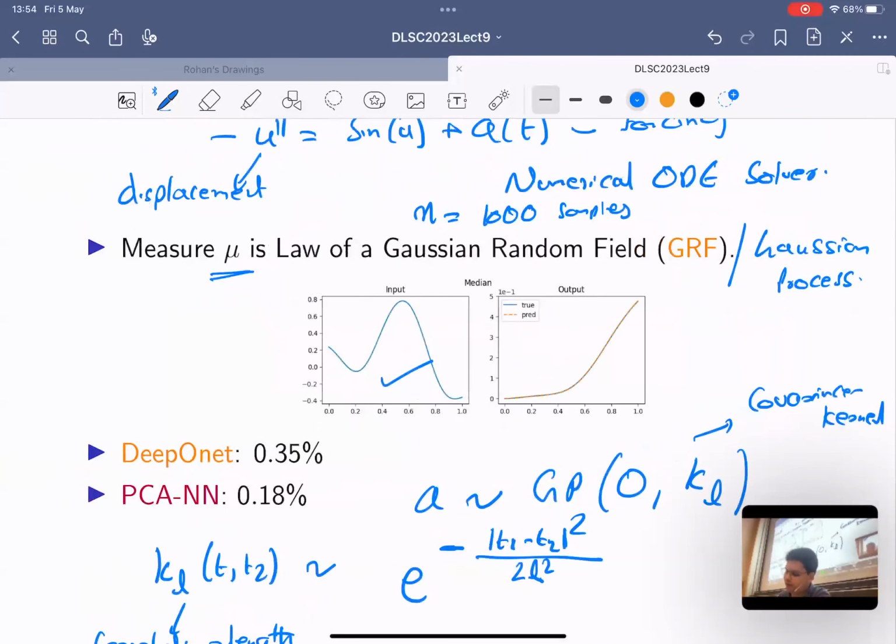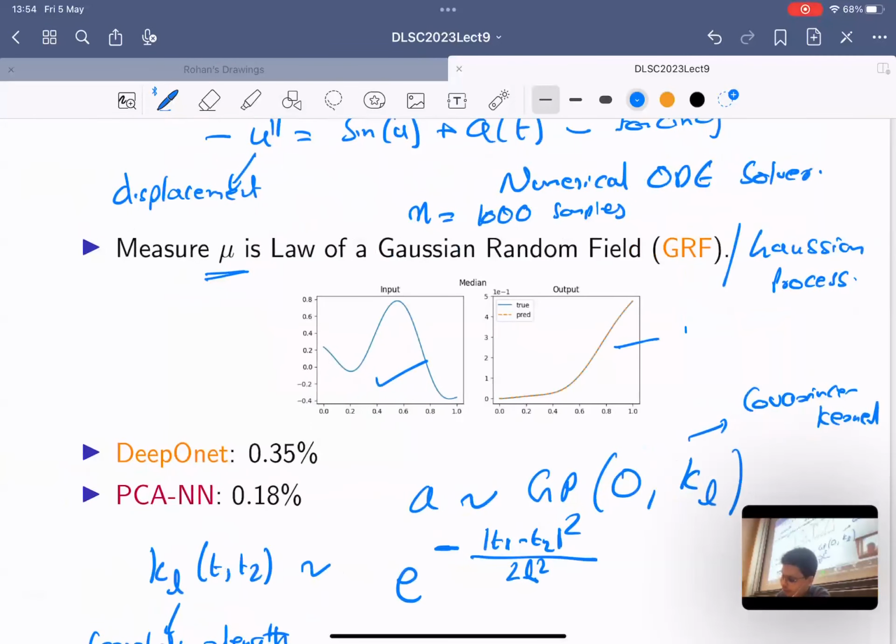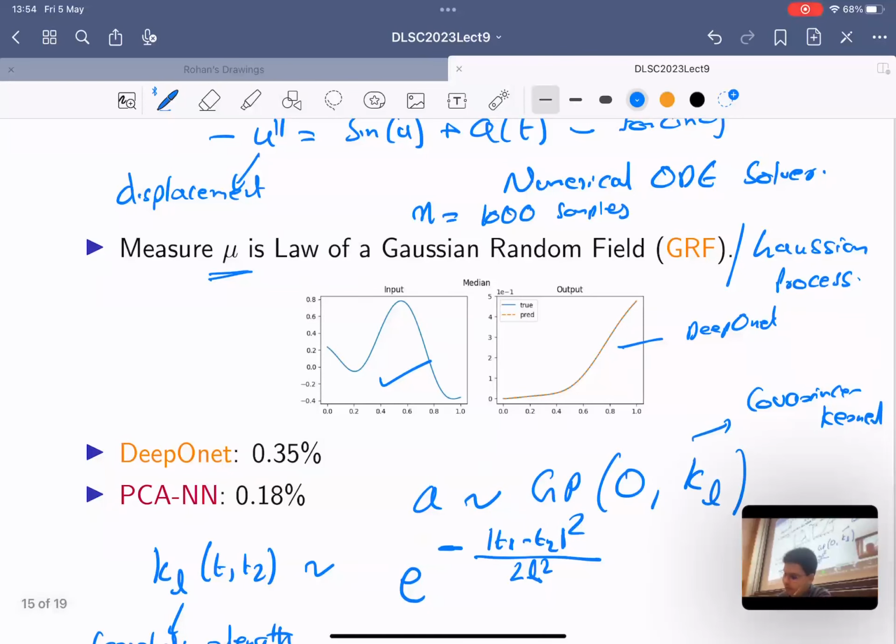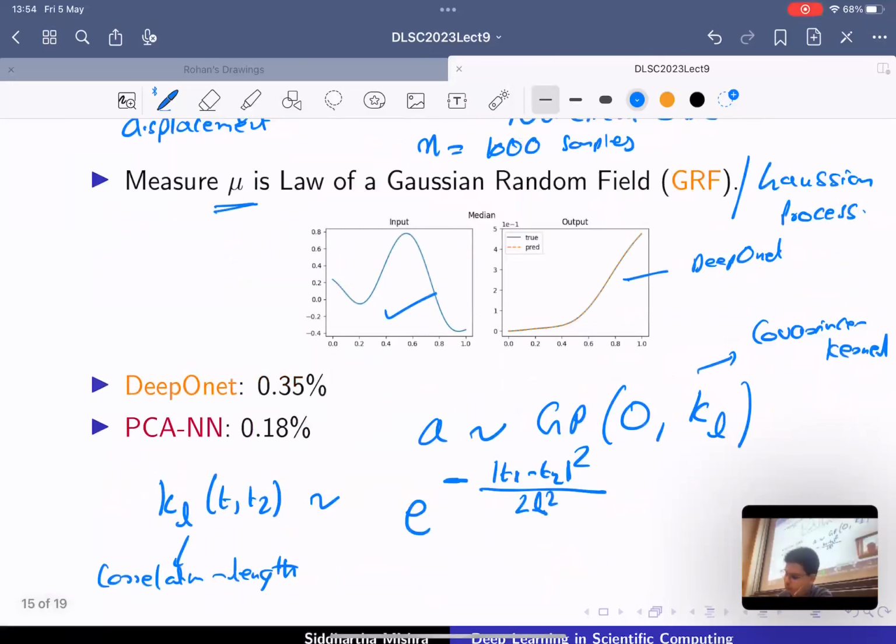So as you can see, the predicted, this is with the DeepONet. It's a very simple problem because everything is smooth. The input functions are smooth, the output functions are smooth, but it does a good job, right? Because the error with DeepONet is 0.35%, and with PCA-Net, it's 0.18%. In this particular case, PCA-Net was better than DeepONet, but it doesn't mean much because these are small errors.